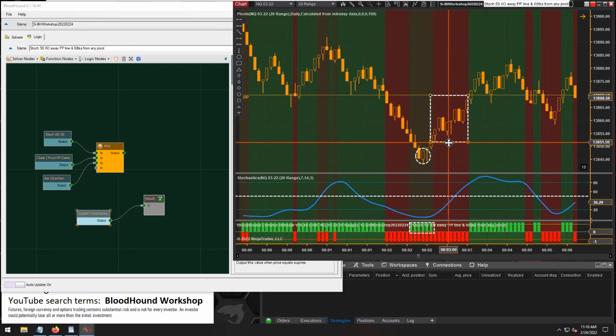But then where the rectangle is, now the closing price is less than 60 ticks from the PP line, and so there is no long output. In other words, it's blocking a long signal. So no long output means long signals would get blocked.